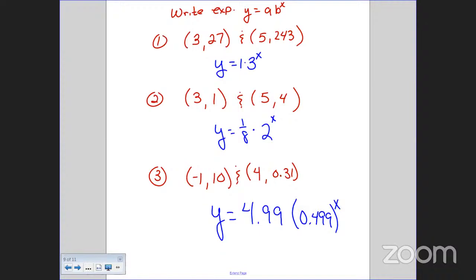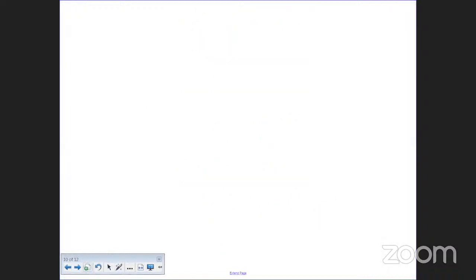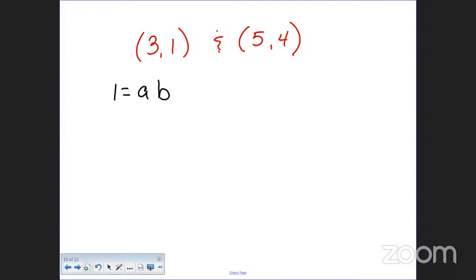We can do the second one. We've got (3, 1) and (5, 4). Okay. So write my equation. So this one is going to be 1 equals a b cubed. And this one is 4 equals a b to the 5th.